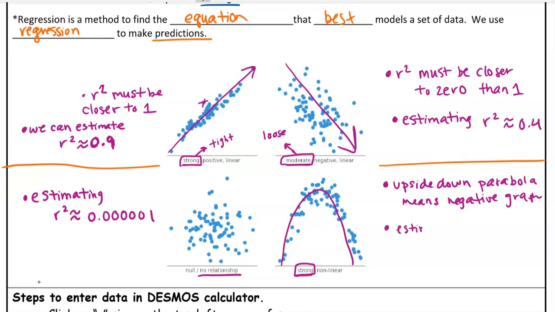And we can estimate, this is strong, so we want something closer to 1. Estimate r squared to be approximately maybe like 0.7. It is pretty strong, but I wouldn't say it's like 0.9 strong like the first one we had. What do y'all think?